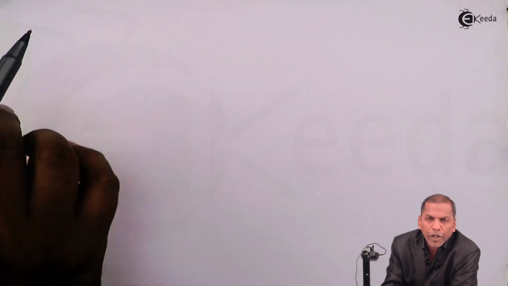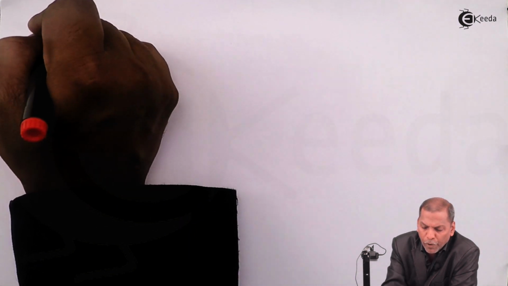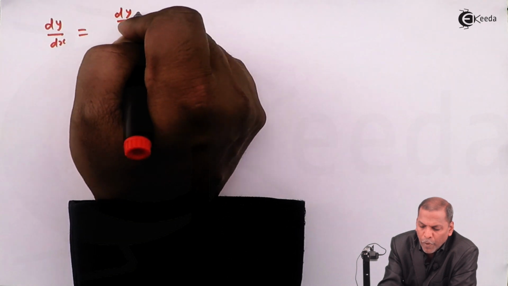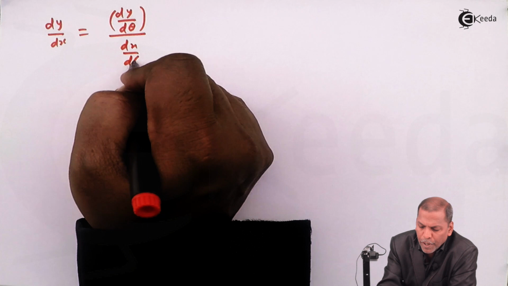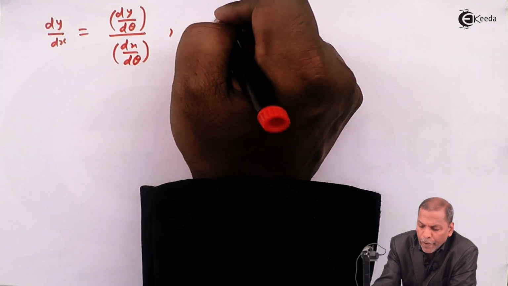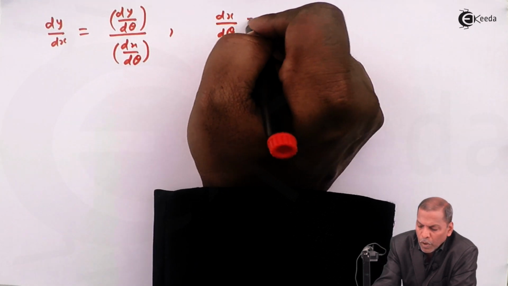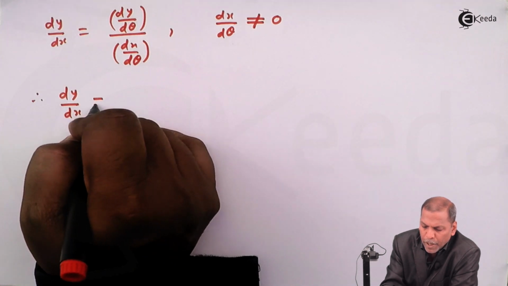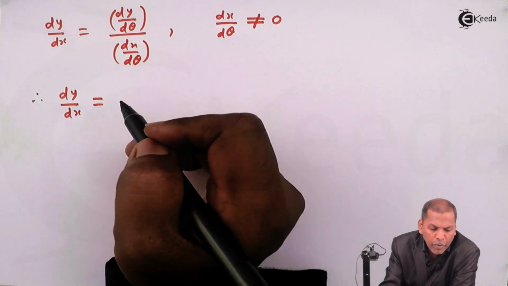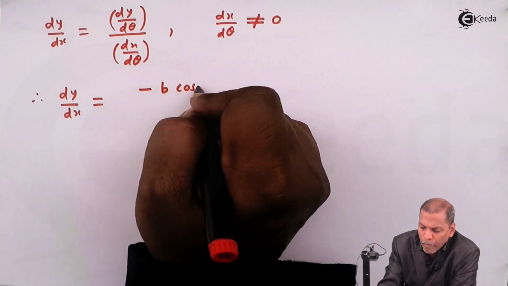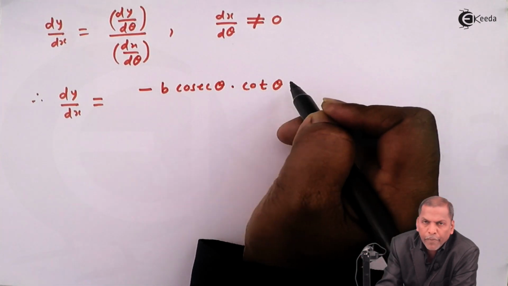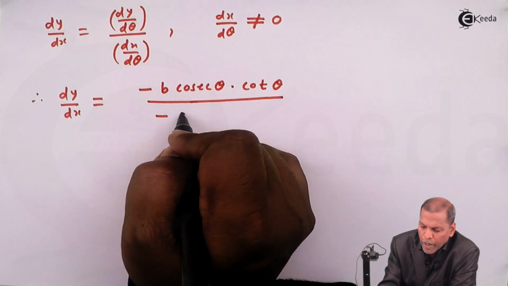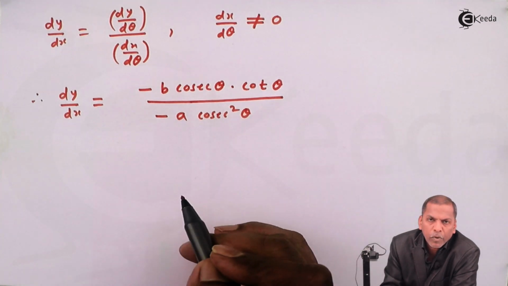Now we apply the theorem, which is based on parametric function. So according to that theorem, dy upon dx can be written as dy upon d theta upon dx upon d theta, provided dx upon d theta is not equal to 0, and therefore dy by dx is equal to, now for dy by d theta we substitute minus b cosec theta into cot theta in the numerator upon, and for dx by d theta we substitute minus a into cosec square theta in the denominator.